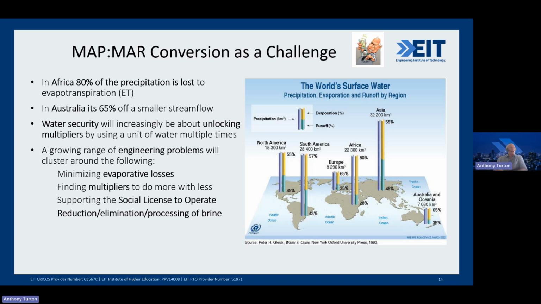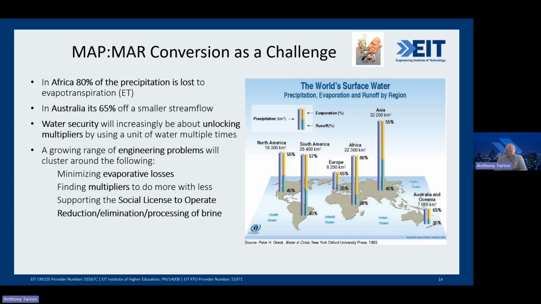A growing range of engineering problems will cluster around the following. How do we minimize evaporative losses? That's the first thing. And that is a very complex engineering challenge. How do we minimize evaporative losses? Think of a large dam. Think of the massive amount of evaporation that's taking place off that large dam. How do we minimize that? And we'll talk a little bit about that now.